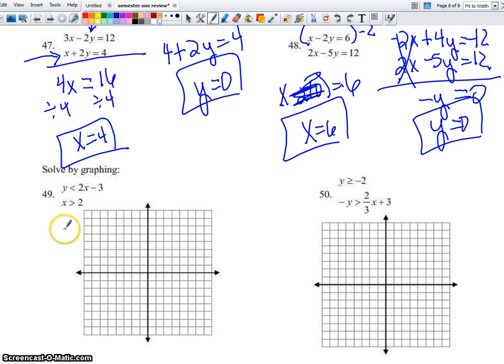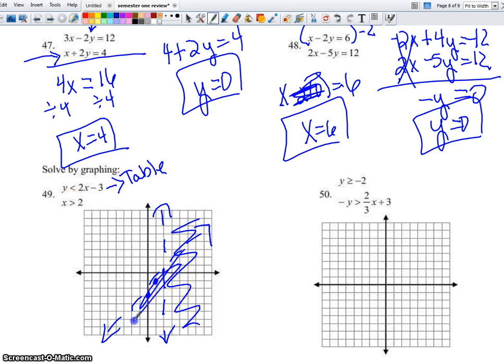49, you're going to graph both of these. X is greater than 2. It's going to be a dashed line because it didn't have a line. Shade to the right. This one you're going to put in y equal and look at your table. 0, negative 3 is a good point. And 1, negative 1 is a good point. It's also dashed. You would shade below because it is less than. So your answer is the part that got shaded both times.